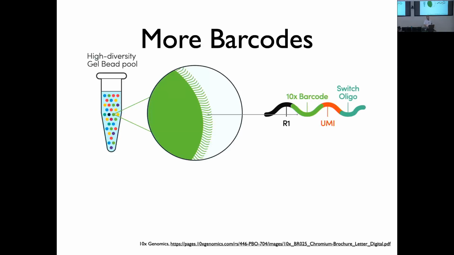It has the priming site for the sequencing primers, the priming site for the bridge amplification, and for hybridizing to the flow cell. Next is the 10x barcode, or what 10x calls the 10x barcode. This is the cell level barcode. Each cell is going to get a unique barcode. We'll talk a little bit more about that in a second.